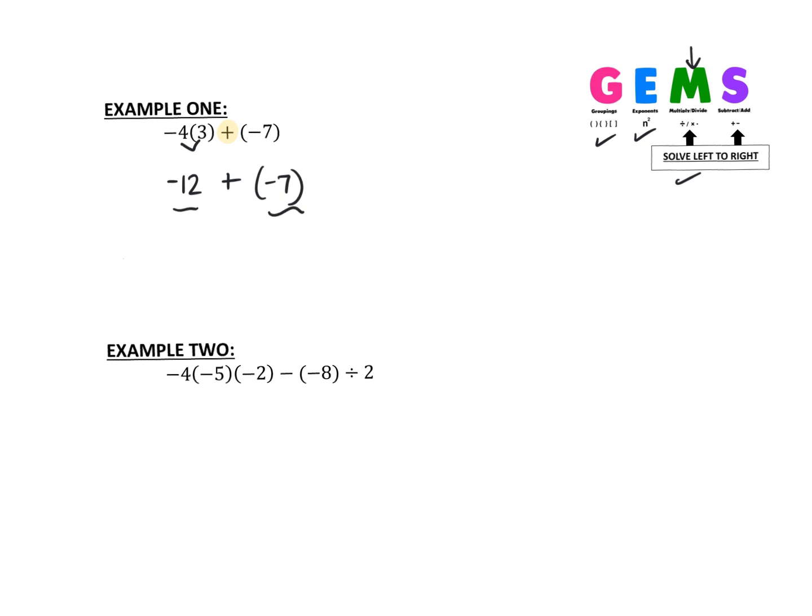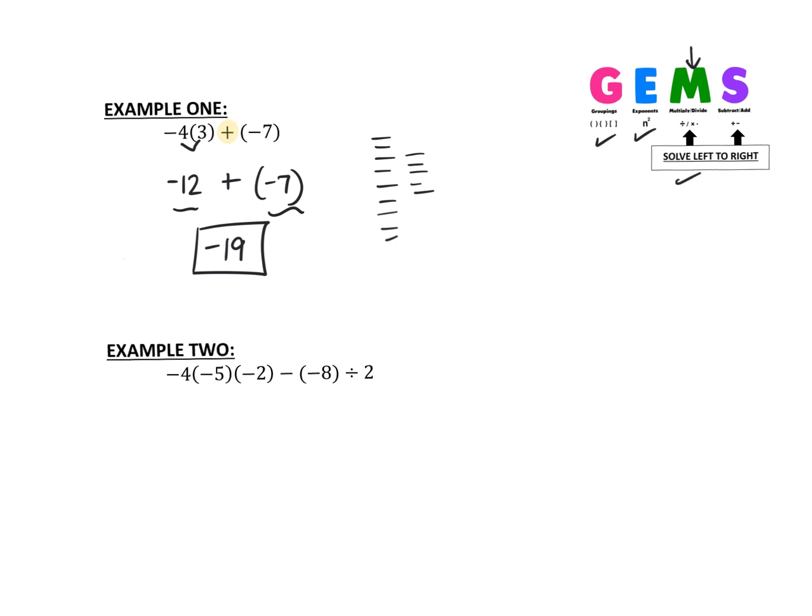So I have 12 negatives and 7 more. So if you have 12 negatives plus 7 more negatives, you'd have total of 19 negatives because you just combine them. So you could also think like, oh, I had 12 of those negative integer chips and then 7 more. If you add those up, you'd have 19 total.